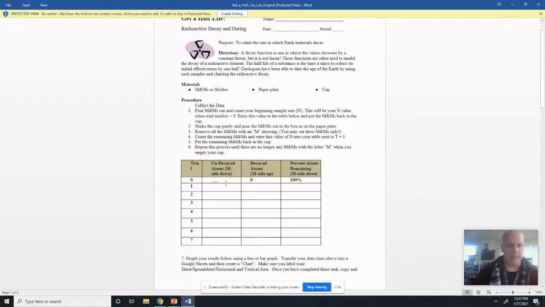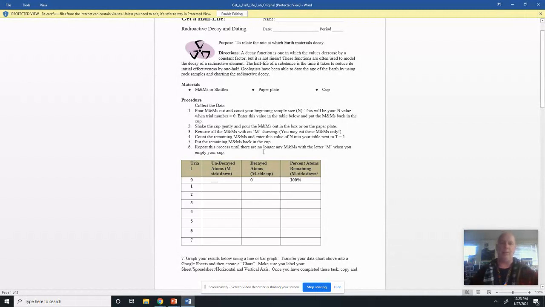It does not matter. You're then going to shake up the cup gently and pour out the M&Ms back on a paper plate or napkin. Remove all the M&Ms with the M side showing. So basically, you're going to separate them. You're going to sort them, M side and no M side, or S and no S. You're going to sort them and count them. And then you're going to put those totals right here.